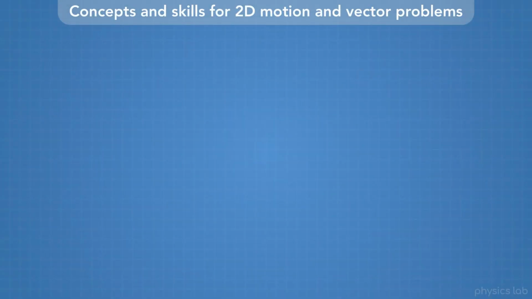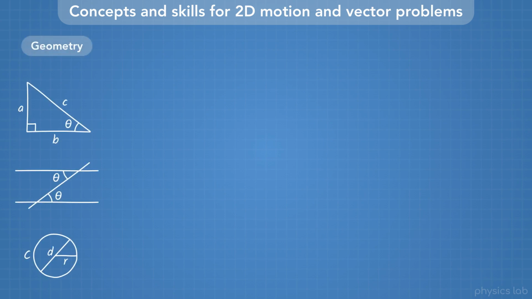So, what are some of the concepts and skills that we need for 2D motion and vector problems? First, we need to know some geometry. We use triangles a lot, especially right triangles, so we need to know how to find the side lengths and angles using the Pythagorean theorem and the right triangle trig functions, sine, cosine, and tangent.